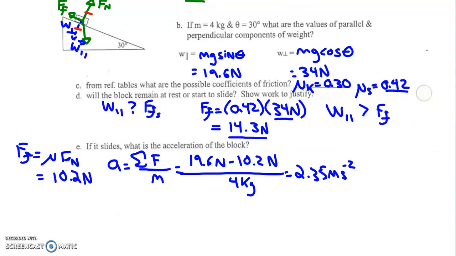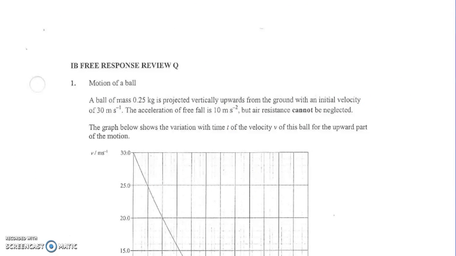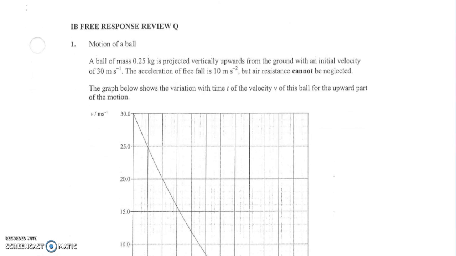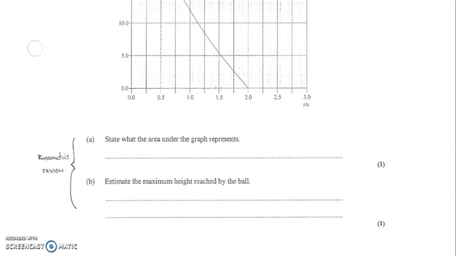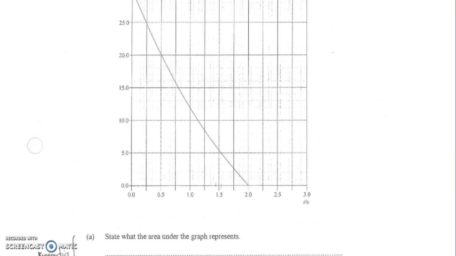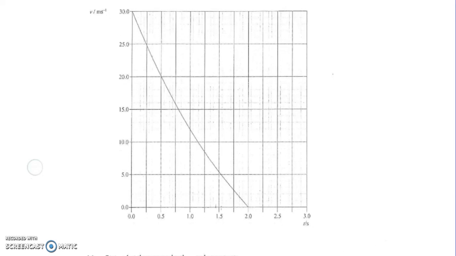Okay, so now moving on to the free response questions, the IB free response questions. I'm given this graph. First of all, I noticed that it's a velocity versus time graph, and there's a slight curve to it. So the first question is, what does this area represent?